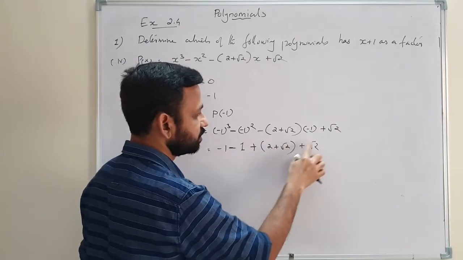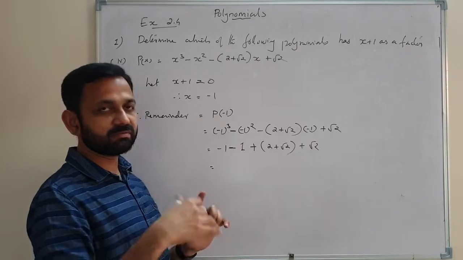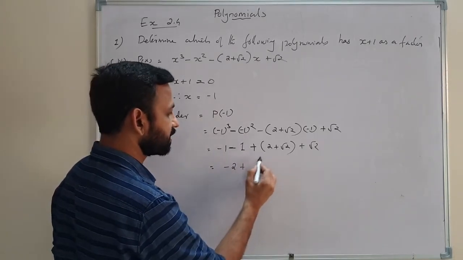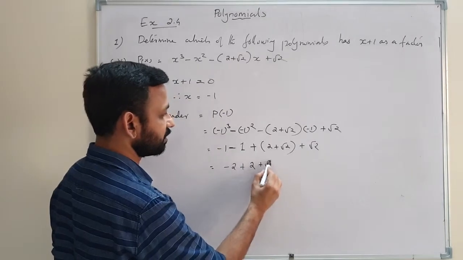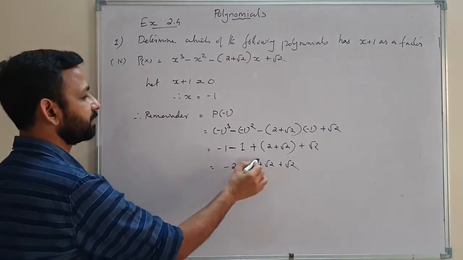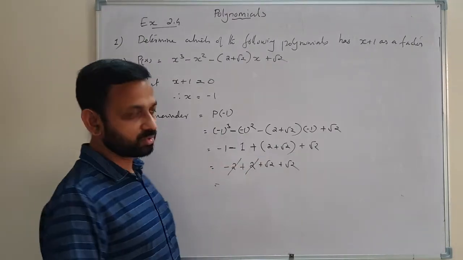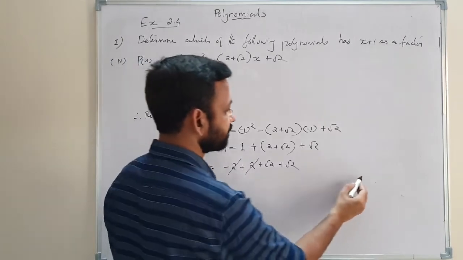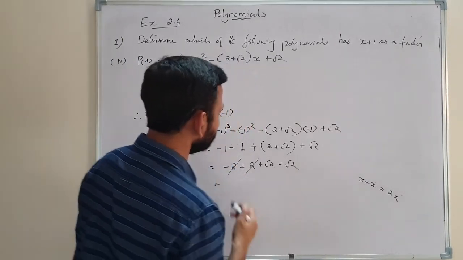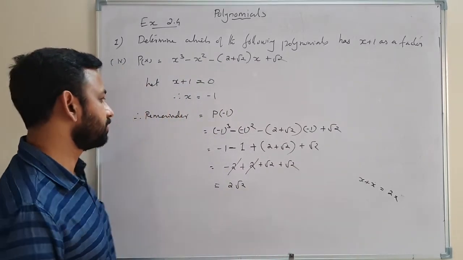Then 2 plus root 2, then plus root 2. Then minus 1 minus 1, that is minus 2. Then open the bracket, plus 2, plus root 2, plus root 2. So minus 2 and plus 2 cancel, 0. Then root 2 plus root 2. x plus x is 2x, so root 2 plus root 2 will be 2 root 2.